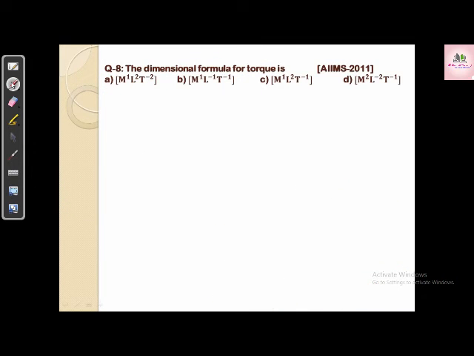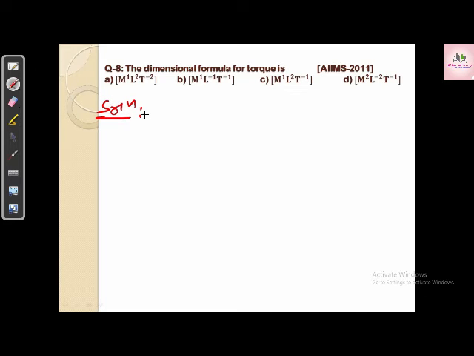Next question is question number 8. The dimension formula for torque is... This question was asked in the All India Institute of Medical Science Entrance Examination 2011. So this is again a very easy question. If you know the equation for the torque, you can directly solve. So we'll solve the question.